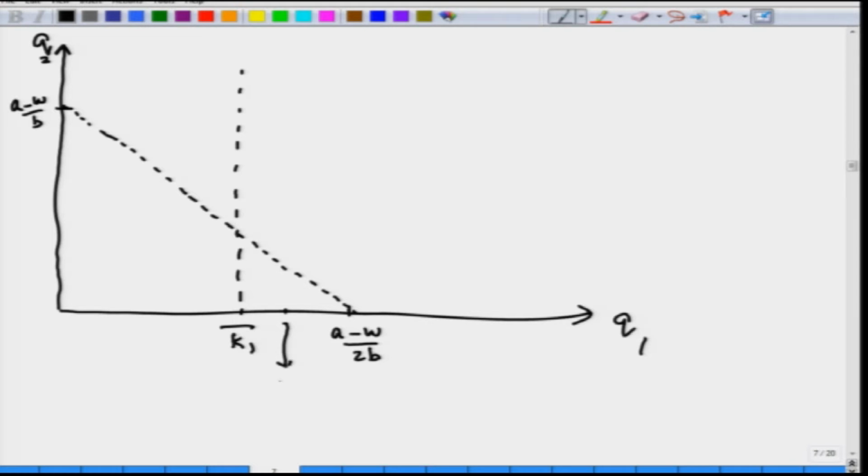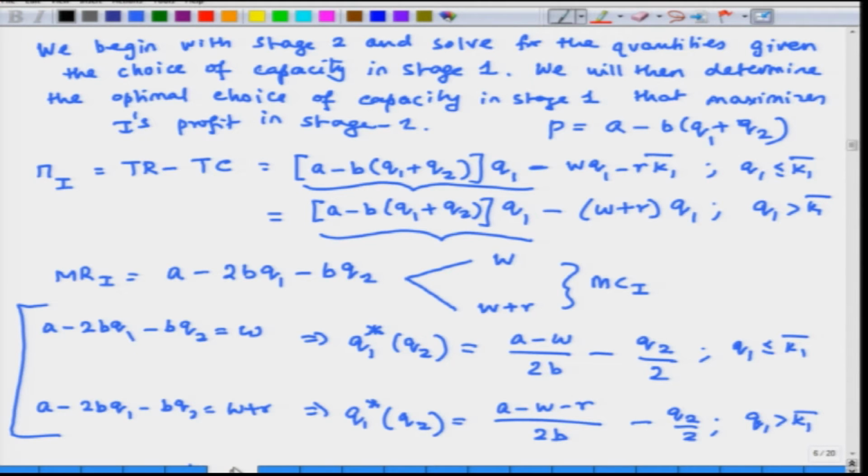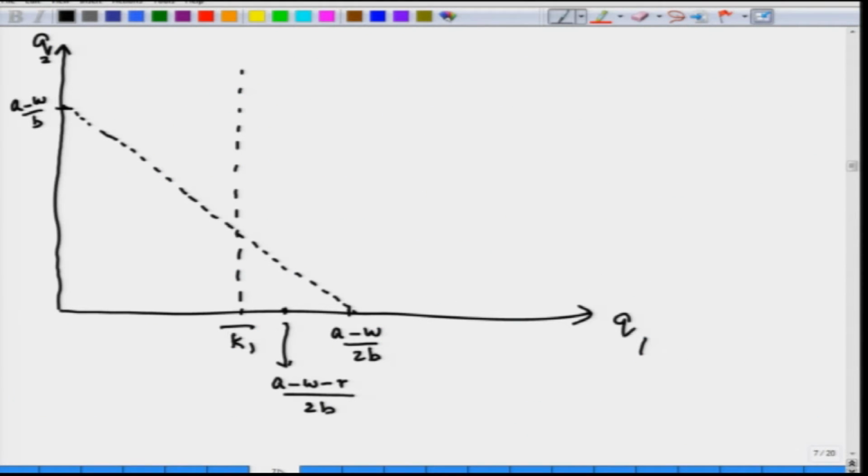So, this point is going to be (A − B)(A − W − R)/2B, and when Q2 is equal to (A − W − R)/B, Q1* is going to be equal to 0. So, I have a point here. Notice I am going to get a parallel line. So, this is essentially (A − W − R)/B, right. So, (A − W − R)/B.